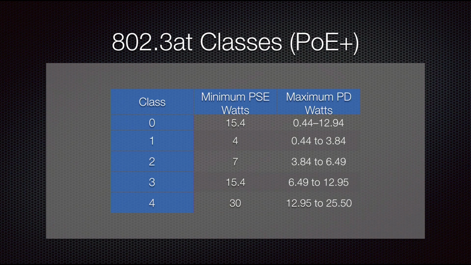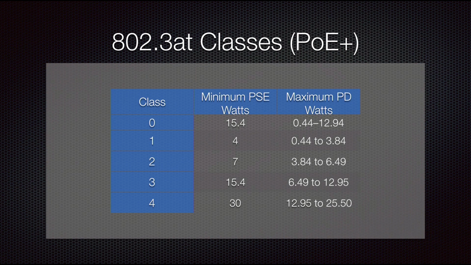There is a new standard called AT, and it's often referred to as PoE Plus. The only difference between the AT and the AF is that the AT can send up to 30 watts, and that's class 4. So again, the negotiation happens, but you really need to know what it is.